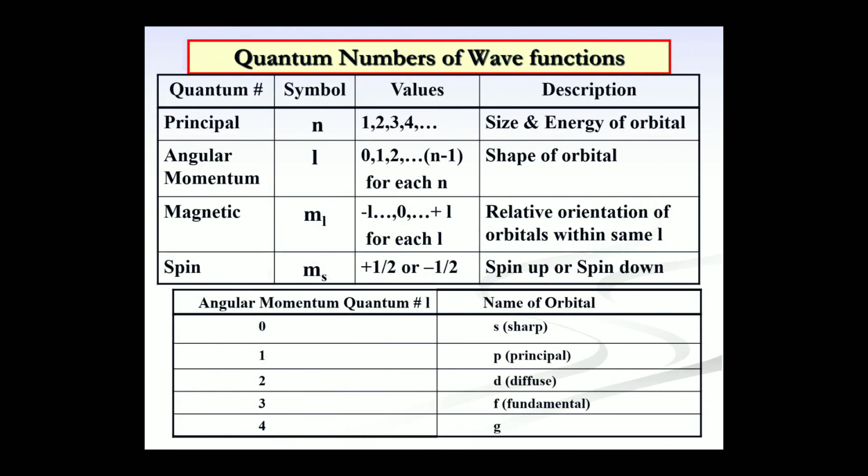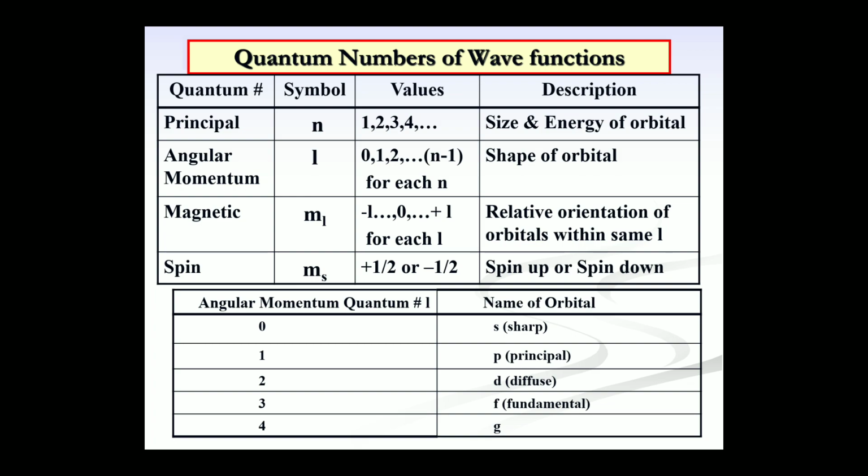Now here in this table you get the full explanation of the principal, angular momentum, magnetic and spin quantum numbers, where n describes the size and energy of the orbital. If we talk about the angular momentum quantum number, it defines the shape of the orbital. The value of L tells us about the shape of the orbital. Now if we talk about ml, the magnetic quantum number, it helps to find out the relative orientation of the orbital within the same L. And the last one is the spin quantum number, whether the spin is upside or downside, that is, the value is plus half or minus half.